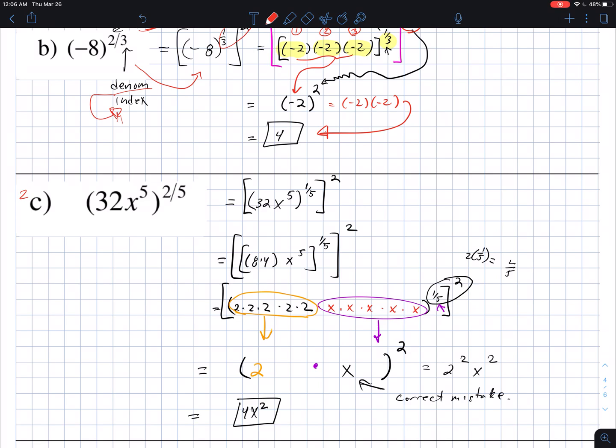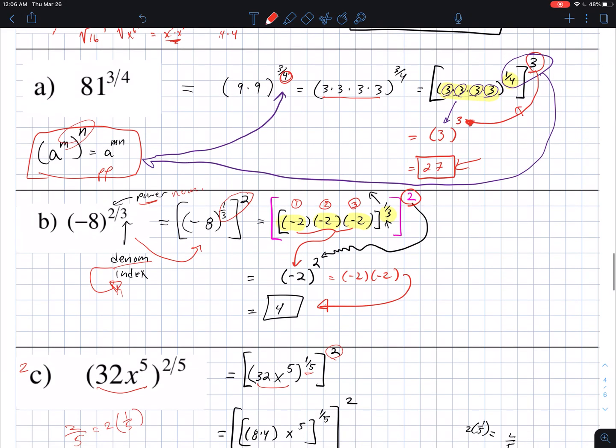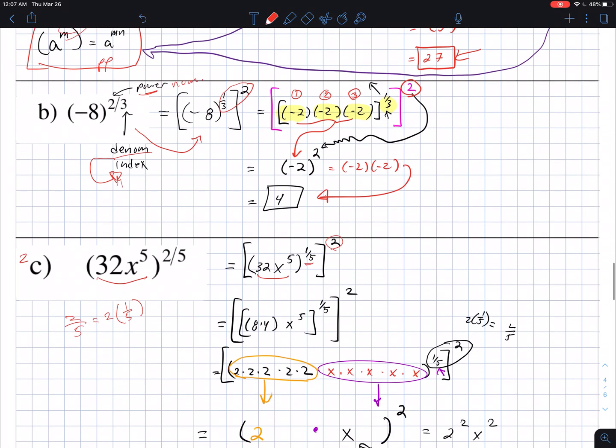But you can see that I went directly to the rational exponents, and I broke it up accordingly. I said what we have, 32x to the 5th, all raised to the 1/5 power, right? Because I can separate 2/5, right, by saying 2 times 1/5. So there's my square, and I can still follow the rules that we were stating out here.